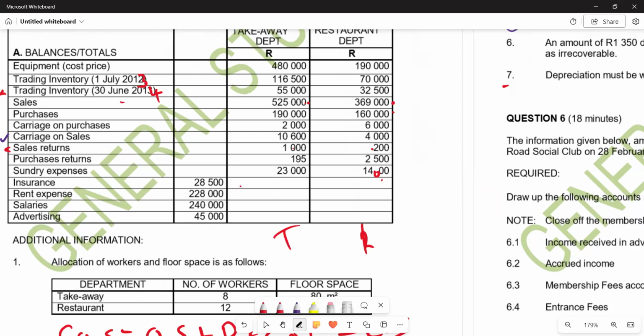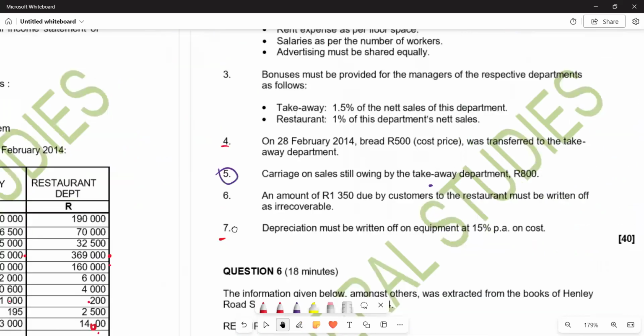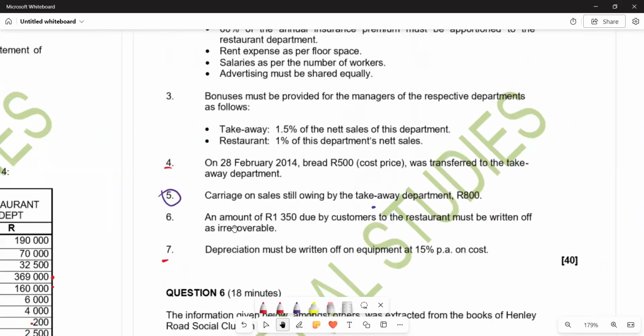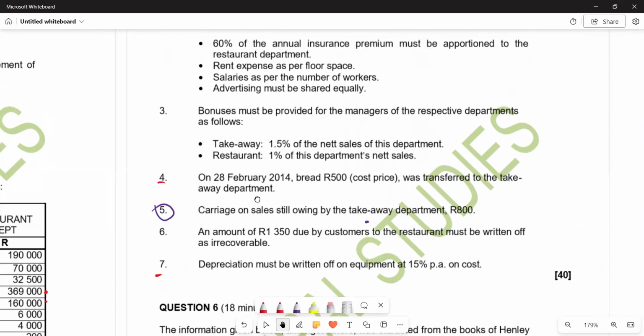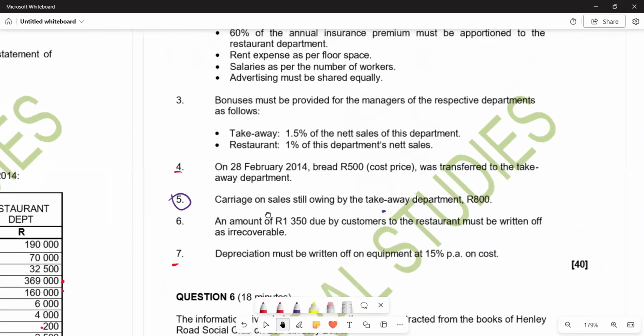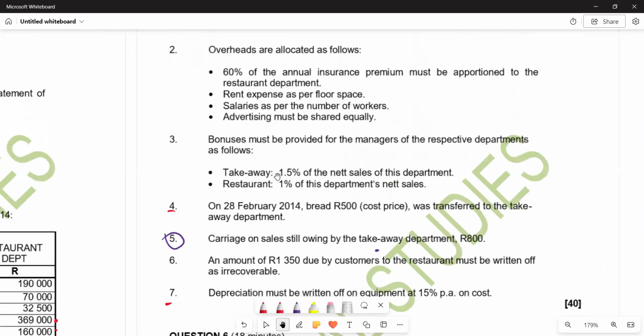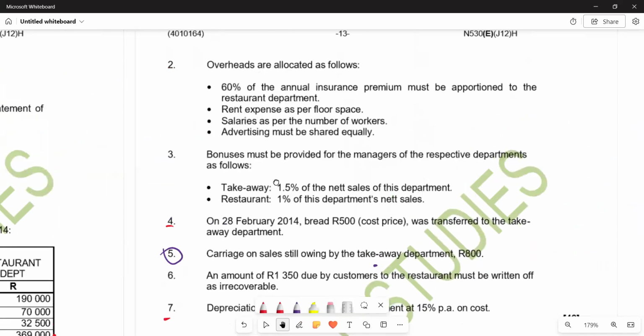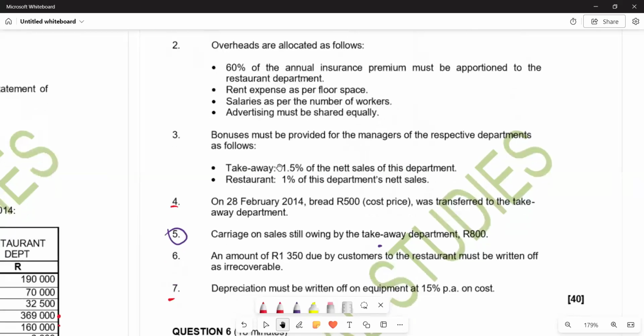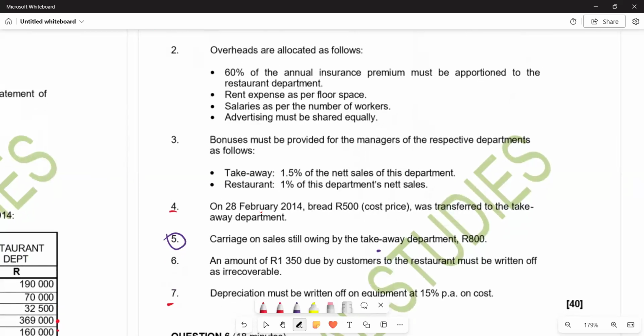Right, so from our standard expenses, we are now going to insurance 20,500, and we go to additional information to see if you've got anything that is affecting the insurance. But we'll see that there is nothing that we are seeing. So we check for the allocation. Remember, we are being given one figure there, which means we have to allocate it between the takeaway and the restaurant. So if you come here on item 2 on extra information, they're saying overheads are allocated as follows. Then the one in question is insurance, which is saying 60% of the annual insurance premium must be apportioned to the restaurant. So what does it mean?